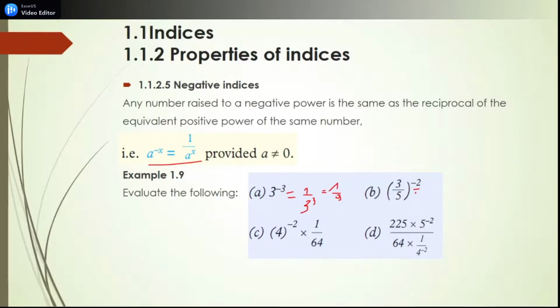This one can be written as 1 over 3 power 2 over 5 power 2, which can be written as, we inverted this one, you write 5 power 2 over 3 power 2, which is equal to 25 over 9. As there you see, you can make simplification and so on.